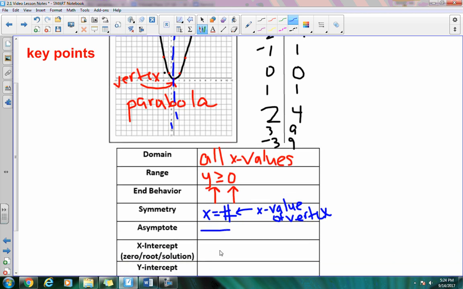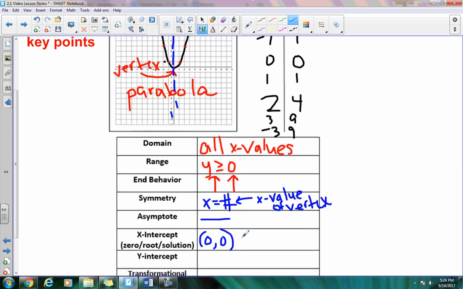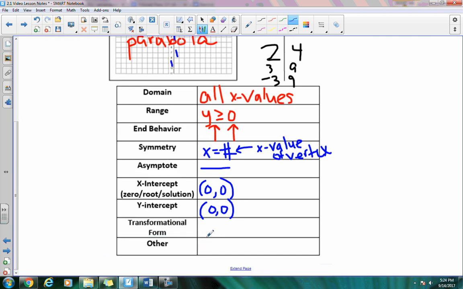Asymptotes, we're not talking about that. X-intercepts, for this one, we're at 0, 0, but if you start moving this thing around, you could have no x-intercepts if it's above the x-axis, you could have 2 x-intercepts if you were to move it down below the x-axis. For the parent function, our x-intercept is 0, 0. Same thing with y-intercept. And transformational form for a quadratic, that's your a value. That's your vertical stretches and shrinks.